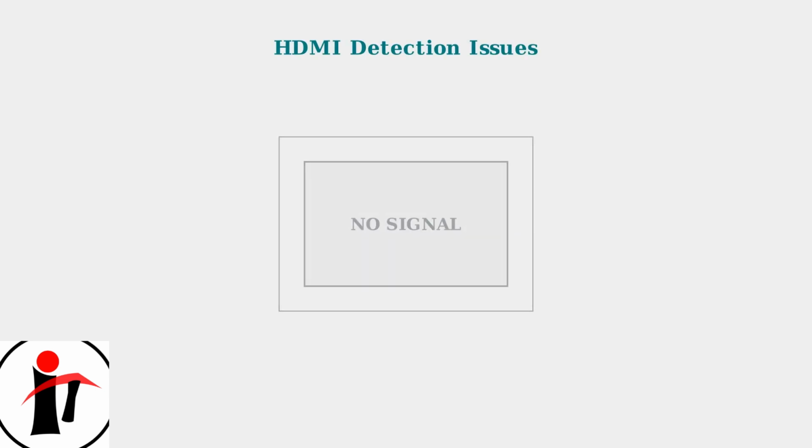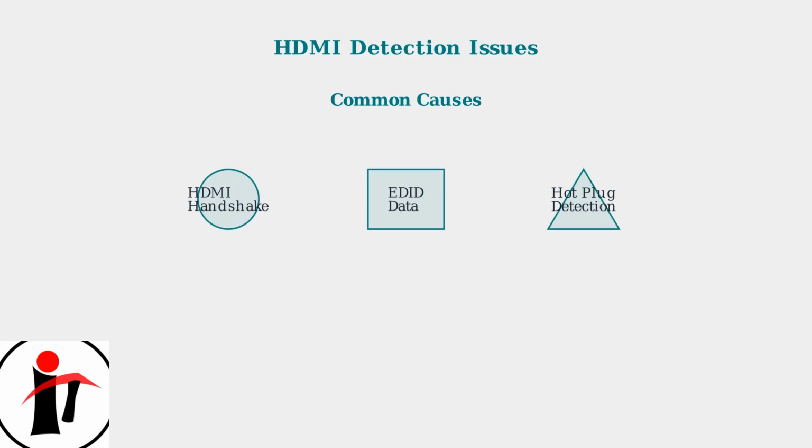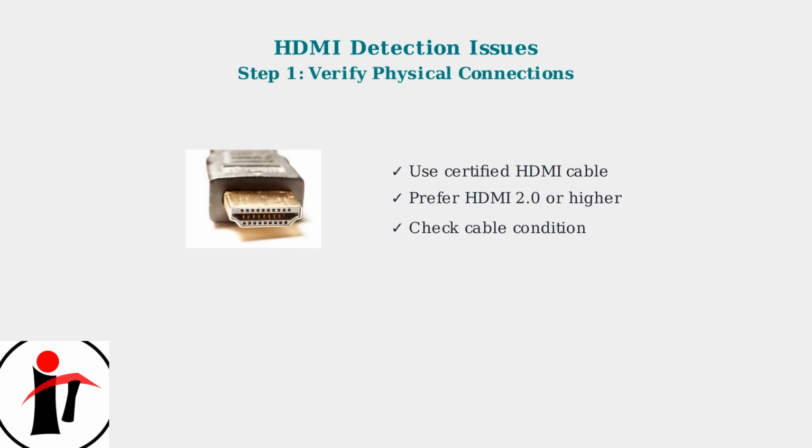Experiencing a no-signal message on your Sceptre monitor when using HDMI is a common and frustrating issue that affects many users. This problem often stems from issues with three key technical processes: the HDMI handshake, EDID data exchange, and hot plug detection. The first step in troubleshooting is to verify your physical connections.